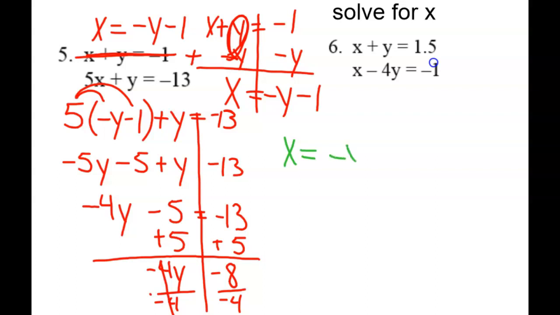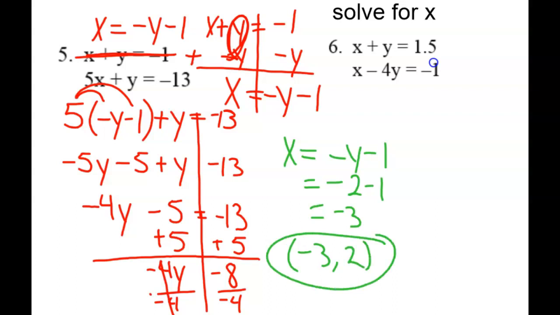Okay, negative y minus 1 is my equation. What was y equal to on the bottom here? 2. So I'm going to put a 2 in there. Don't forget your negative. So negative 2 minus 1 gives me negative 3. So my answer is negative 3, comma 2. This is what we're trying to get to, but we got to do all that math to get there.